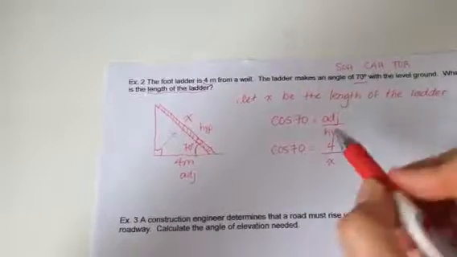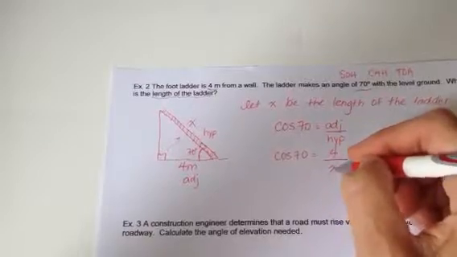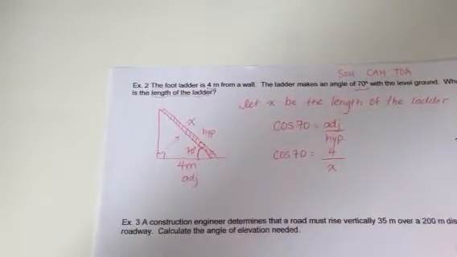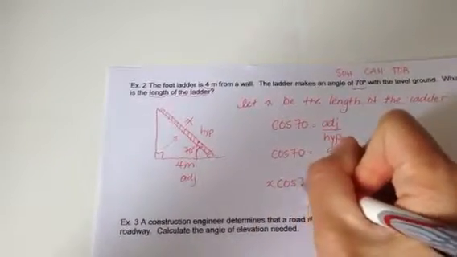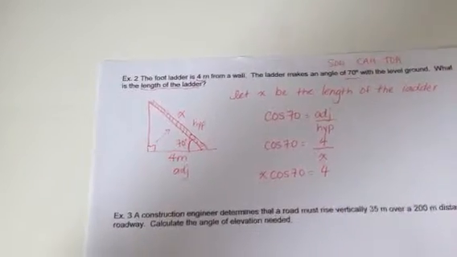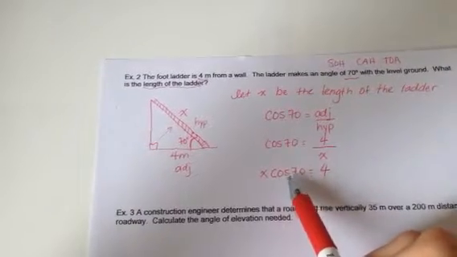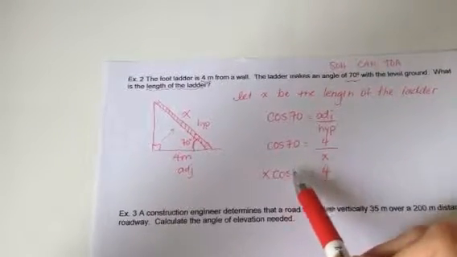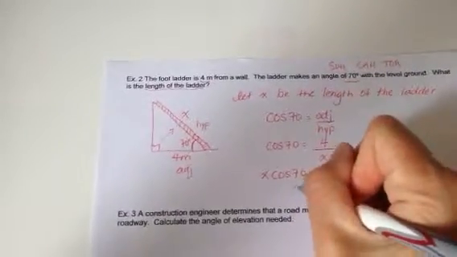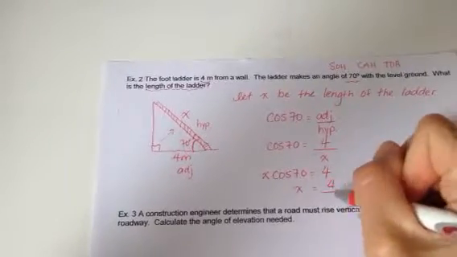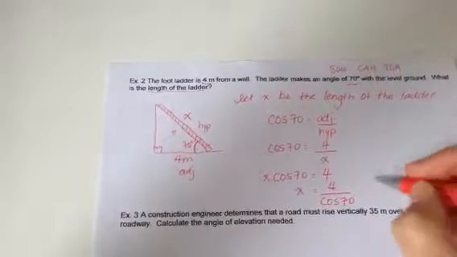Okay, so we need to get x over to the other side. We need to get it all on its own. So if it's being divided by 4, to move it over to the other side, we're going to multiply it. So we're going to bring it up to the other side by multiplying it to the cos 70. But it's still not by itself yet. It's being multiplied by cos 70. So if we want to move this cos 70 out of the way, we're going to have to divide it, do the opposite operation. So x is equal to 4 over cos 70. So we brought the cos 70 to the other side by dividing it.